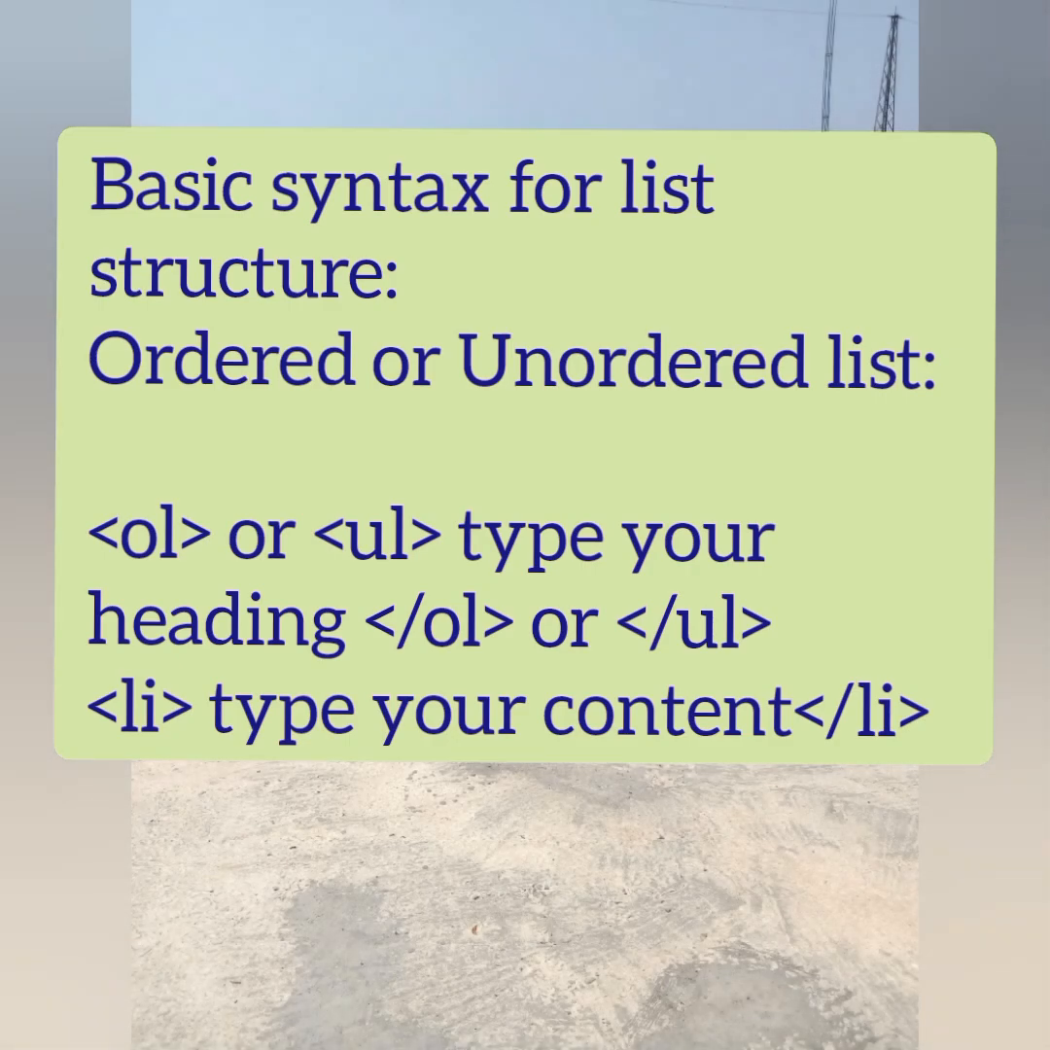Next, the basic syntax for writing the ordered or unordered list structures. Normally it will start with the OL for ordered list, and for unordered list you will use a UL. Within that list we will mention the main content. Then the LI, which means the list of items. Within that list item we need to mention our types of content.